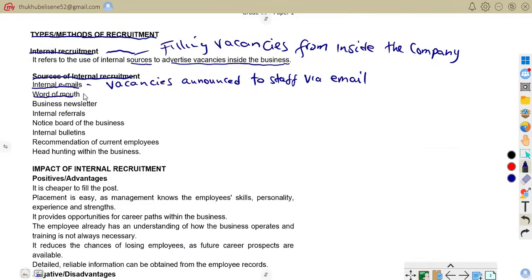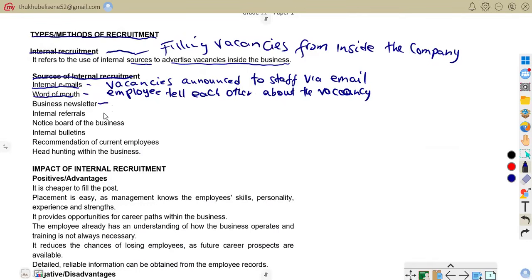Now we have word of mouth. With word of mouth, employees tell each other about the vacancies. That is through word of mouth.